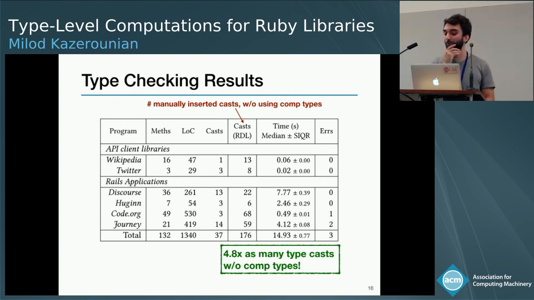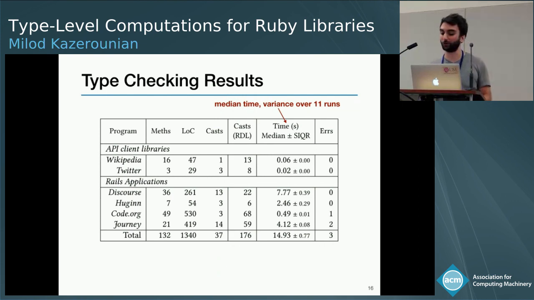So we type checked all these programs a second time, this time without using CompTypes, and we found we needed 176, or about 5 times as many typecasts as compared to when we used CompTypes. So this is really a testament to the precision that we gain from this CompType system. Then we see the median time over 11 runs of this type checker on these programs. So in total, we took just under 15 seconds to type check these programs.